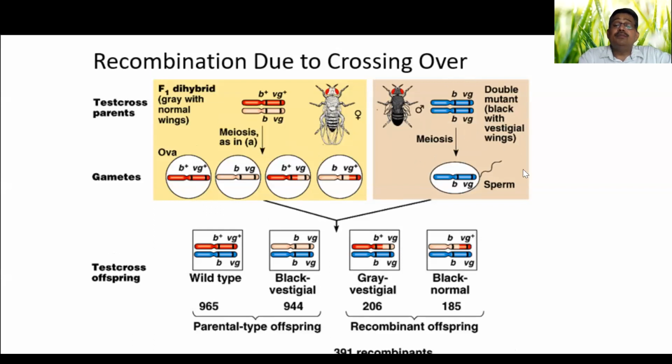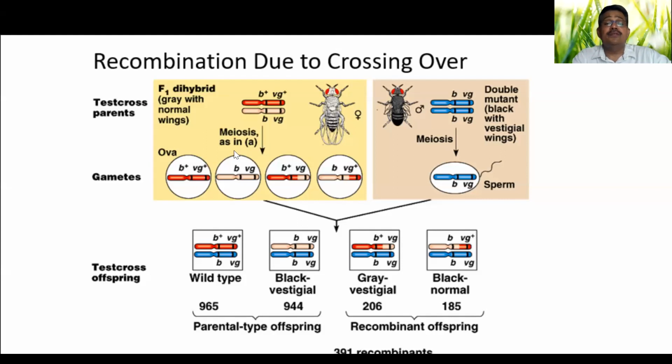The fly that produces sperm always has the homozygous recessive condition, black with vestigial wings. The other one produces ova, and the ova will be of four types. Either it is the parental type, B plus VG plus, the homozygous dominant type, or the recessive type, or you will have these two.